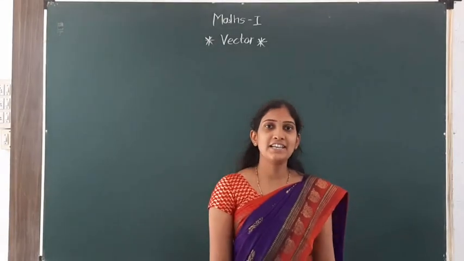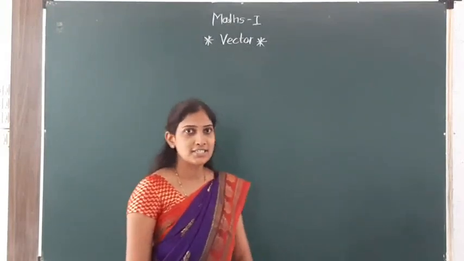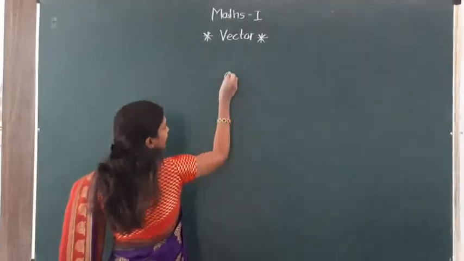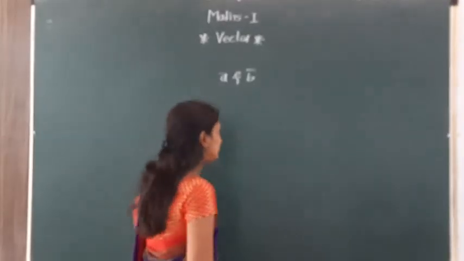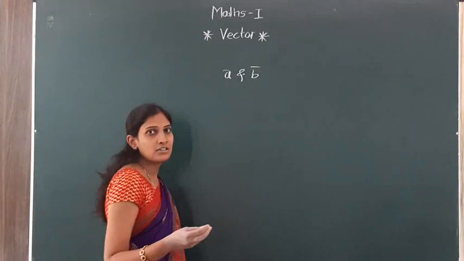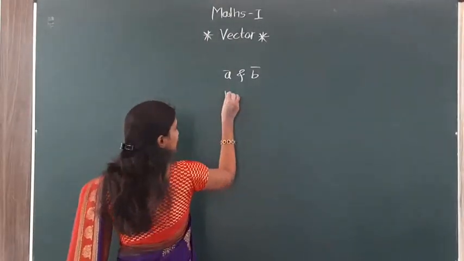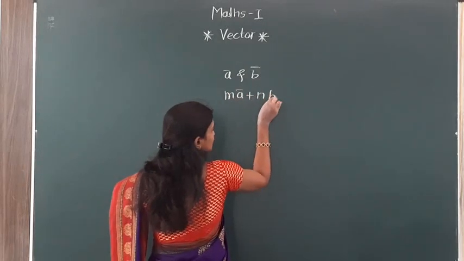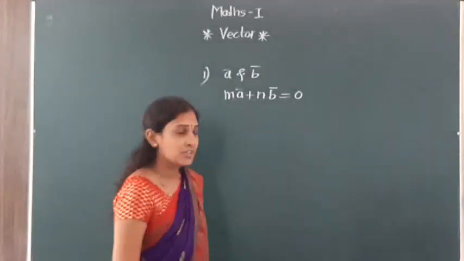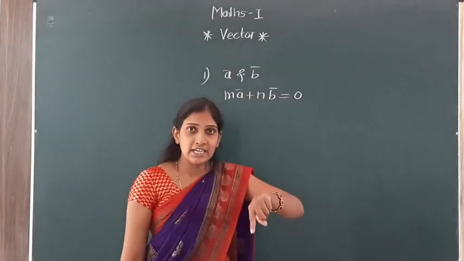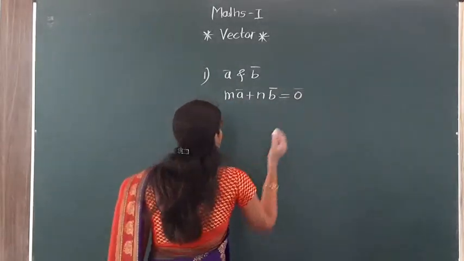Students, in the last lecture we studied three theorems. Theorem first: if A bar and B bar are collinear vectors, then there exist two non-zero scalars m and n such that m A bar plus n B bar is equal to 0. This is our first theorem.